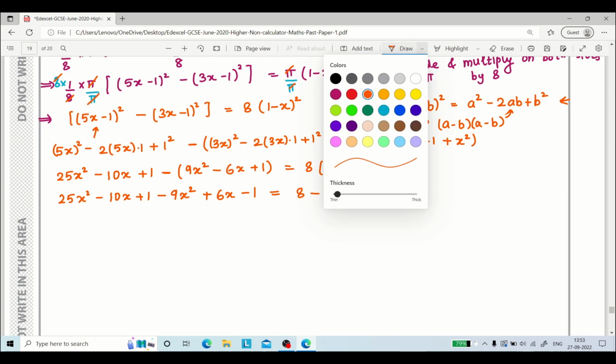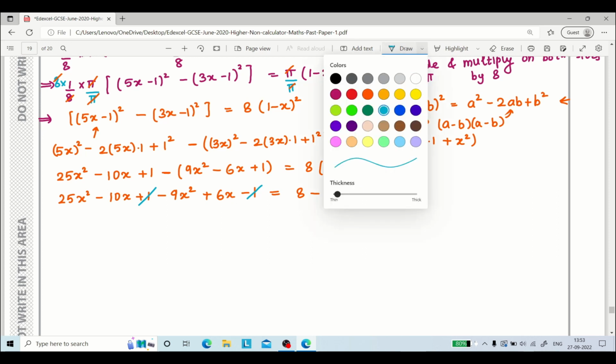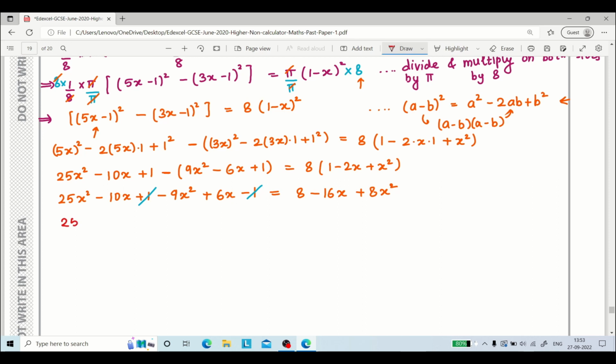Now if you observe, minus 1 plus 1 gets cancelled and we can group up the like terms. So grouping the like terms, you are going to get 25x square minus 9x square minus 10x plus 6x is equal to 8 minus 16x plus 8x square. That gives you how much? 25 minus 9 is 16x square, I believe. Minus 4x is equal to 8 minus 16x plus 8x square.